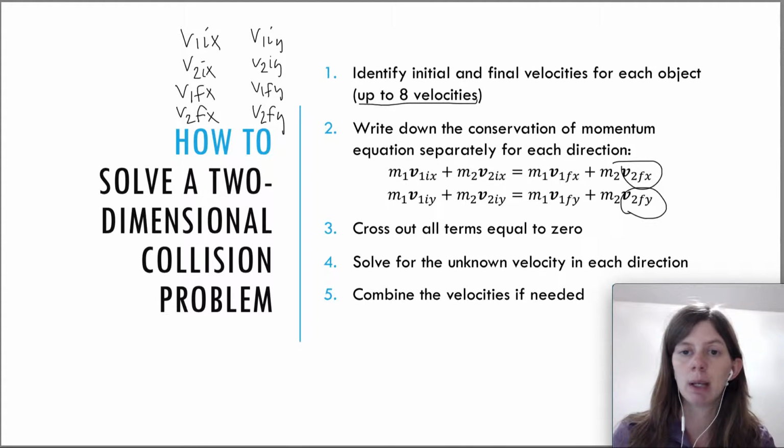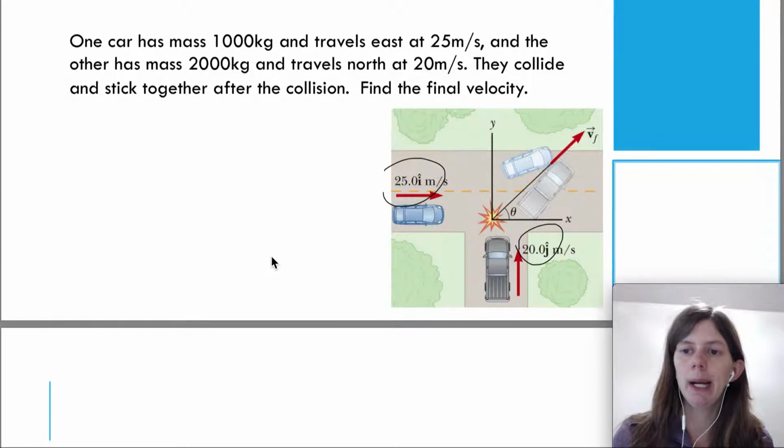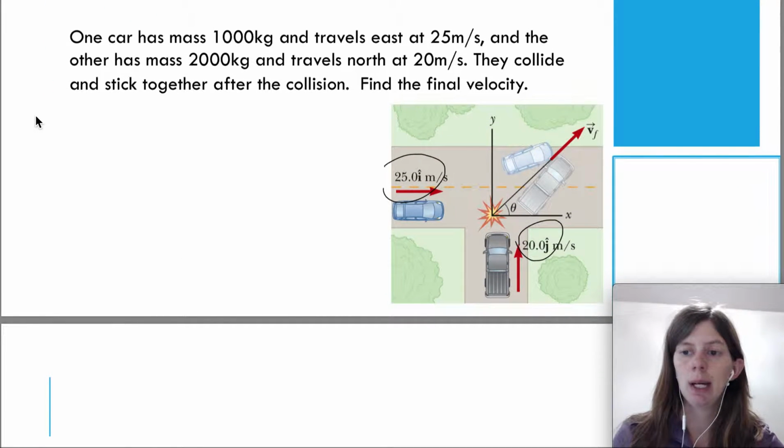So let's do one example of a two-dimensional collision. So this one has a car going east 25 meters per second and another car going north. The i and the j, we don't use that notation in this class, that's just a picture. It just shows you the x and the y directions. So let's go ahead and write down our givens. So M1 is going to be that first car with 1,000 kilograms, and M2 is going to be the other car with 2,000 kilograms.